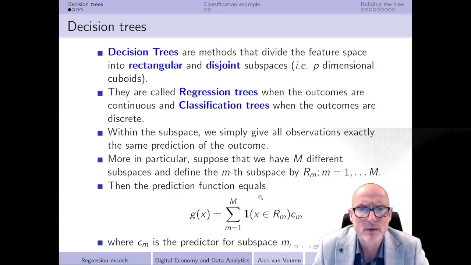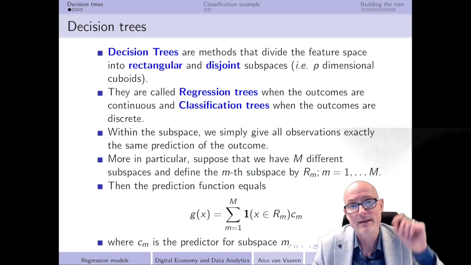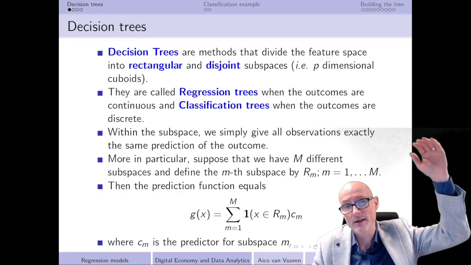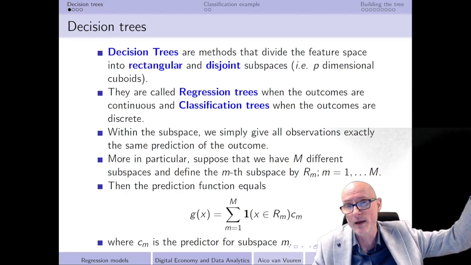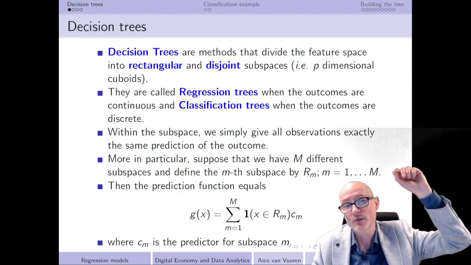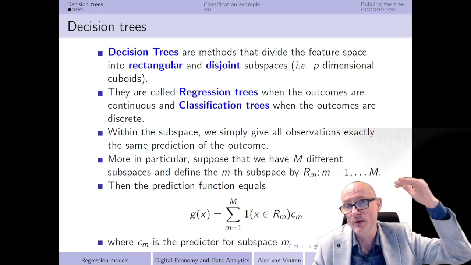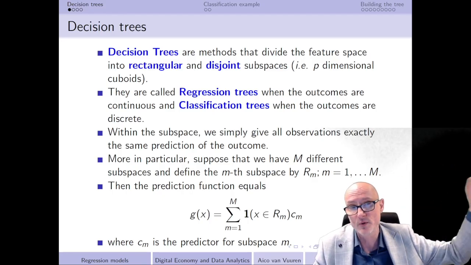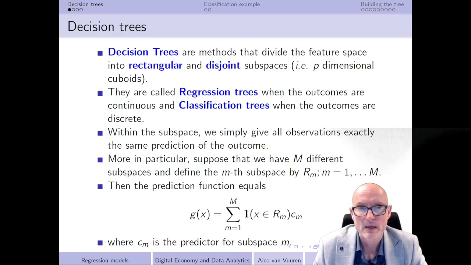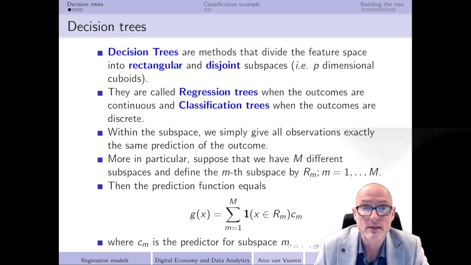This looks a little bit difficult, but take into account that we could also have written this as g(x) is equal to C1 in the case that x belongs to R1, it is equal to C2 at the moment that x belongs to R2, it is equal to C3 at the moment that x belongs to R3, etc. Now the question of course arises: what is then Cm?